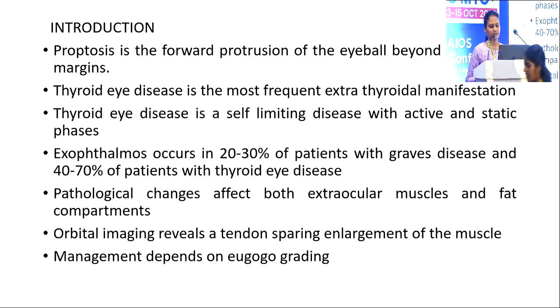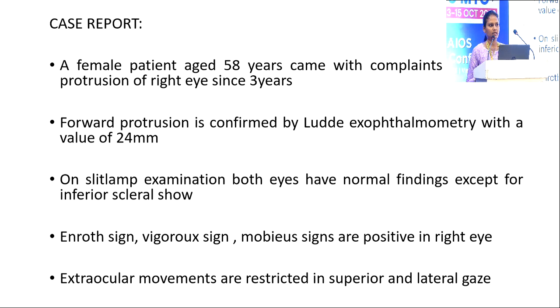Pathological changes affect both extraocular muscles and fat compartments. Orbital imaging, usually CT, shows a tendon sparing enlargement of the muscle, which clinches the diagnosis. Management depends upon the EUGOGO grading. A case report on thyroid eye disease.